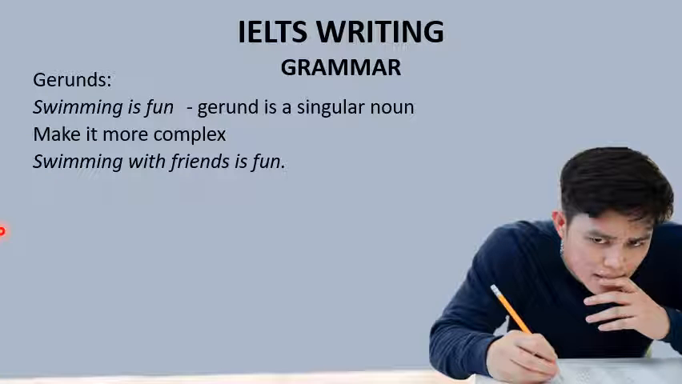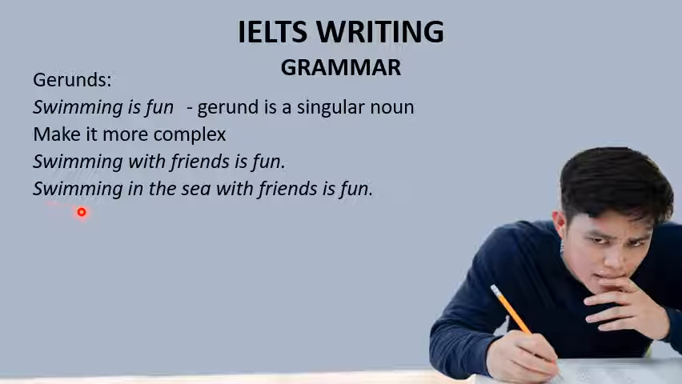Well, that's not very complex, is it? Let's try a little harder. Swimming in the sea with friends is fun. So here, the gerund includes all of these words as a noun phrase. Now there's a noun here that is plural, another noun here, but this here is one single action, and it is fun.